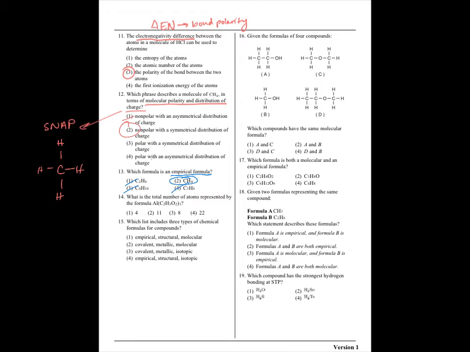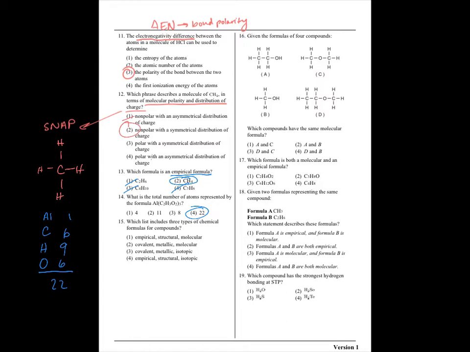Number 14. What is the total number of atoms represented by the formula Al(C2H3O2)3? Oh my god, that's a lot. So let's see over here. Al, there's 1. How many C's do we have there? We have 6, because there's 2 next to the C, and then 3 on the outside. You distribute it out. That's 6. H, we have 9. O, we have 6. Add them all together, and you get 22. That's a lot.